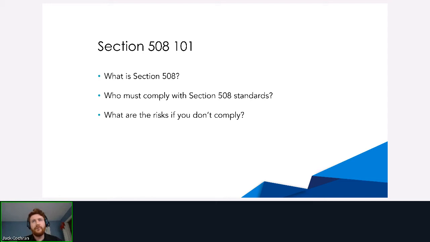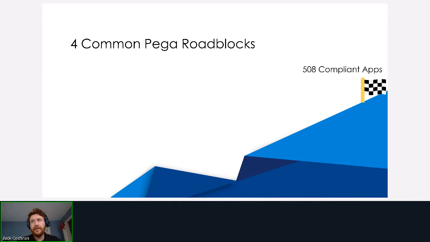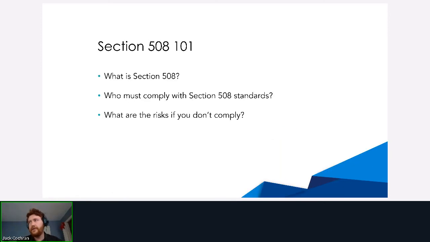On a reputational basis, it's the right thing to do. 1 in 4 Americans has some type of disability, and about half of those are considered to be severely disabled. By ignoring the accessibility needs of your audience, they're underserved. And then financially, it could be very costly to be non-compliant. For example, the U.S. Small Business Administration was sued by the National Federation of the Blind and had to pay $5 million to become compliant with Section 508, in addition to significant legal fees.